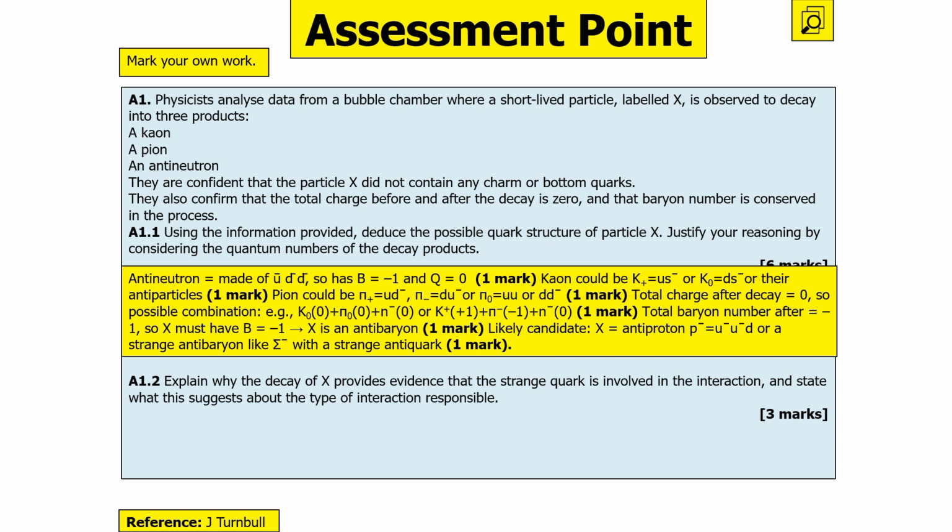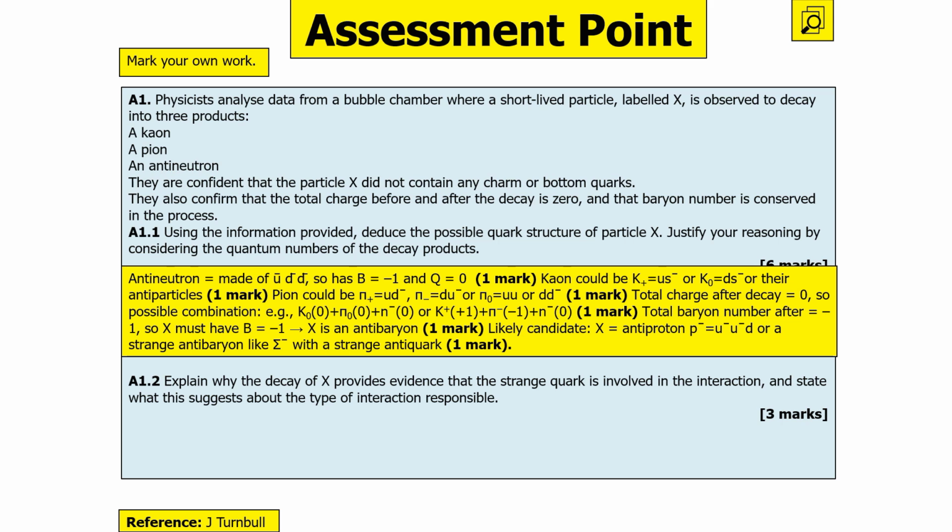Now the total baryon number afterwards is -1, so therefore X must have a baryon number of -1. So that tells us straight away that X must be an antibaryon. So there's two possible outcomes for this. It could either be an antiproton, which is anti-up, anti-up, anti-down, or it could be an antibaryon which has a strange quark or strange antiquark in it, like sigma minus.